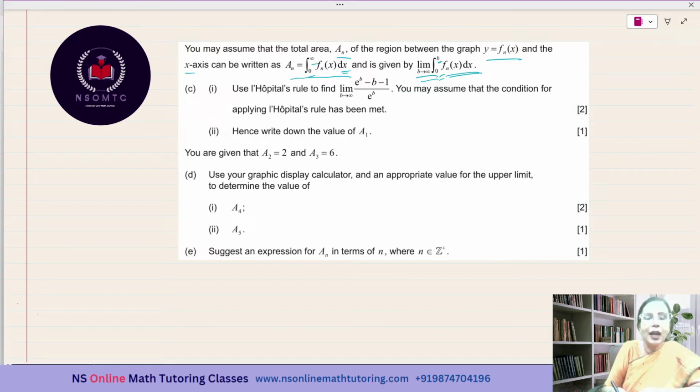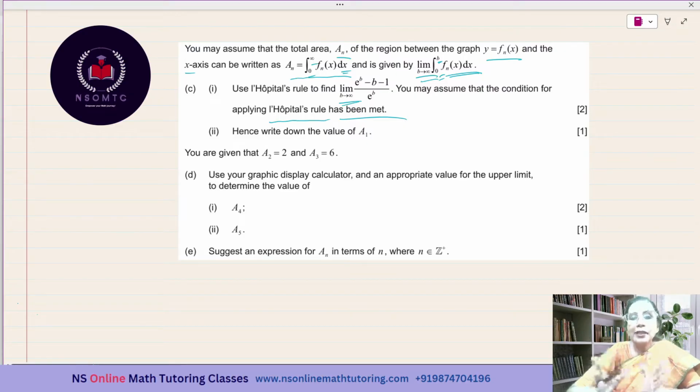The first subpart I says use L'Hopital's rule to find limit b tends to infinity e to the power of b minus 1 over e to the power of b. You have to find the limit. You may assume that the condition for applying the L'Hopital's rule has been met. So we don't have to show that this is an indeterminate form. Okay. So they are asking us to assume that the condition has been satisfied. So let me write the subpart C's answer over here.